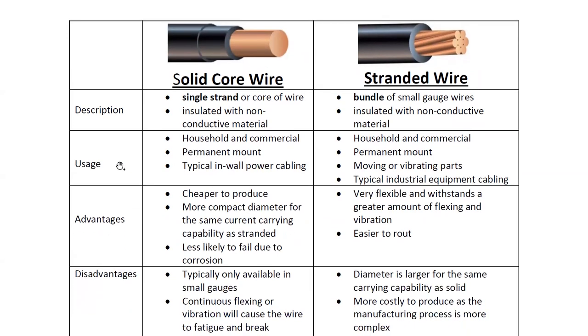All right, usage. Where do we use them? Household and commercial use when it comes to solid wire. What do we have here for stranded? Household and commercial, so they can both be used in household and commercial situations. Can we use them in permanent installations? Solid core, yes we can, and stranded, yes we can. So what gives, right? Well, this is the typical in-wall power cabling, otherwise called service cables.